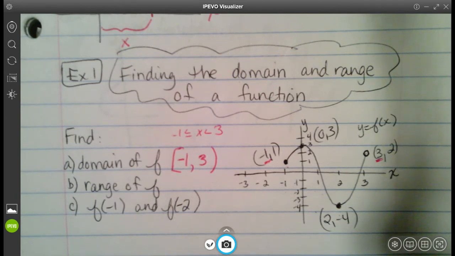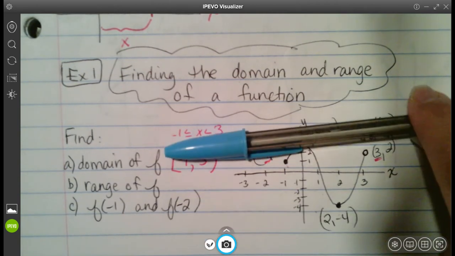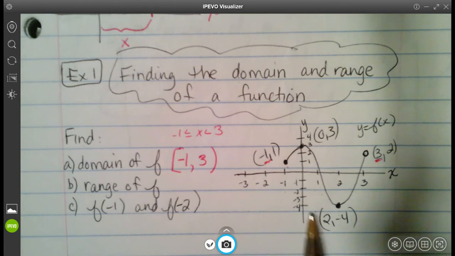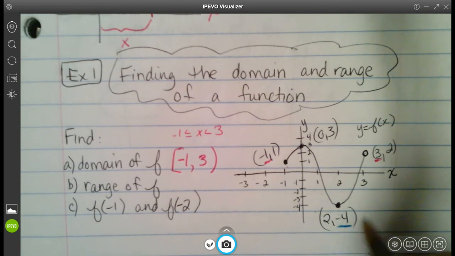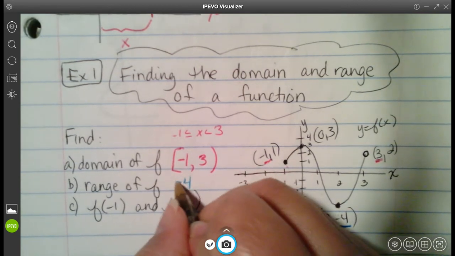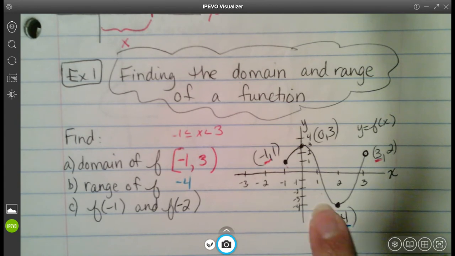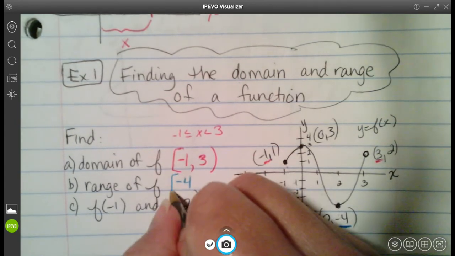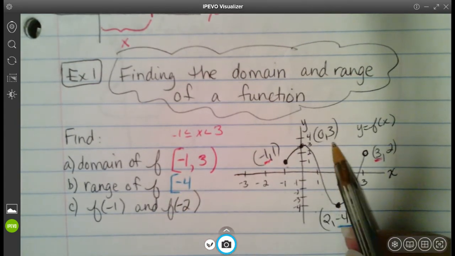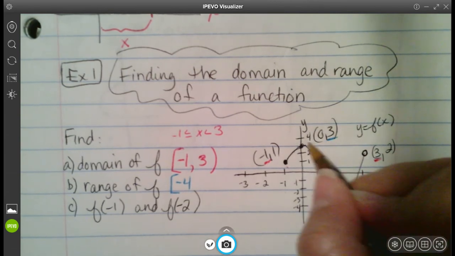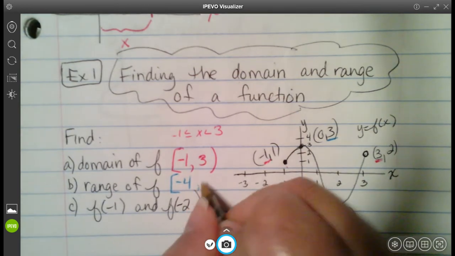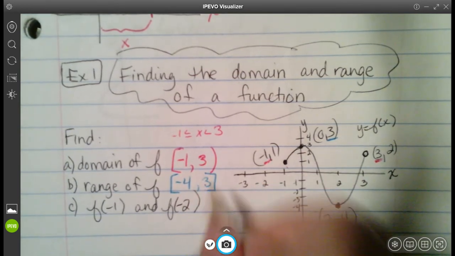Letter B is asking for the range. So range is going from the bottom of the graph to the top of the graph. We can see that our lowest point here is this one, and range is the y value. So we're starting with -4. It is a solid circle or a solid piece of the line, so it's going to be another bracket, and it goes all the way to the top right here at 3, which is also a solid point. So comma 3, bracket.